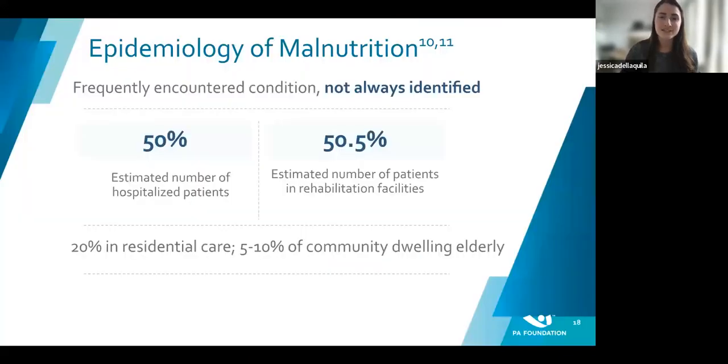So it's interesting because if we look at our inpatient setting, whether it's hospitalized patients or patients in rehab facilities, about half of them are actually malnourished, but we don't always do as great a job as clinicians as we should be identifying this.